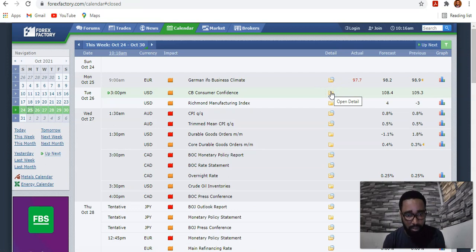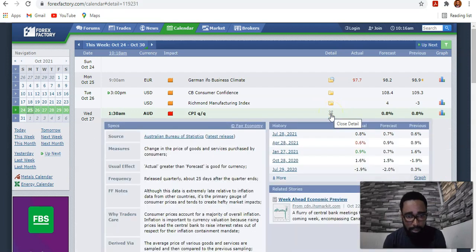Having seen that, okay, then we have high impact news, like on AUD. There's a high impact news here, CPI. On Wednesday, we have CPI, change in the price of goods and services purchased by consumers. Now it's saying that actual greater than forecast is good for currency. So when the news is released, if the actual is greater than the forecast, then it is good for the currency.